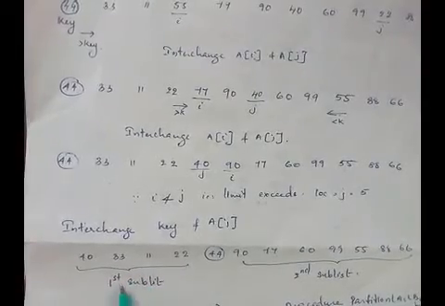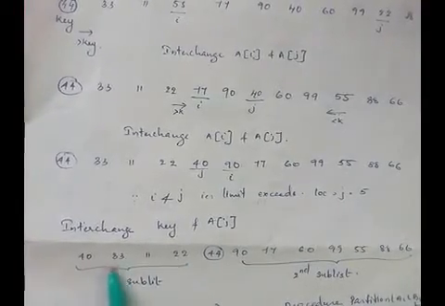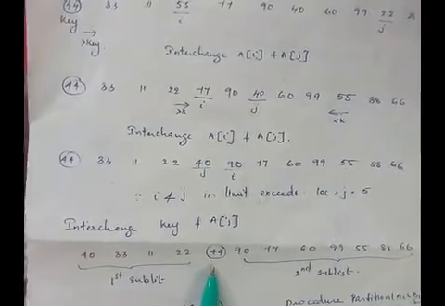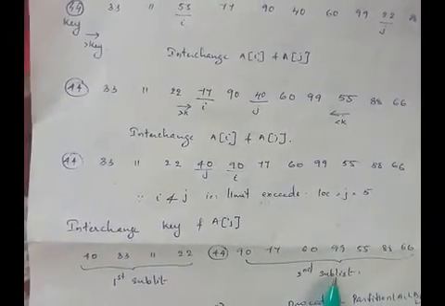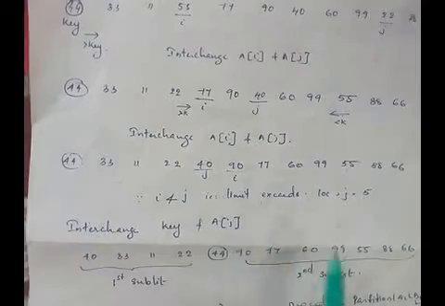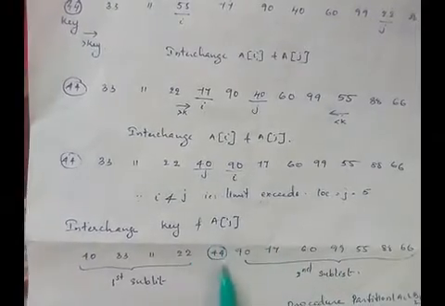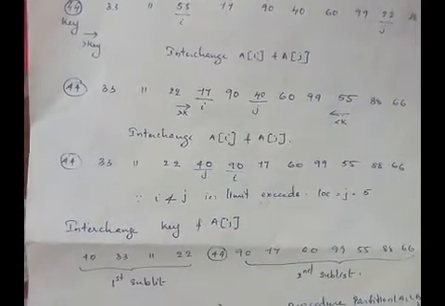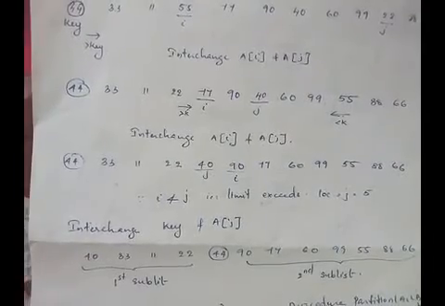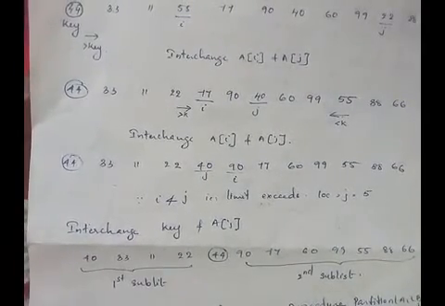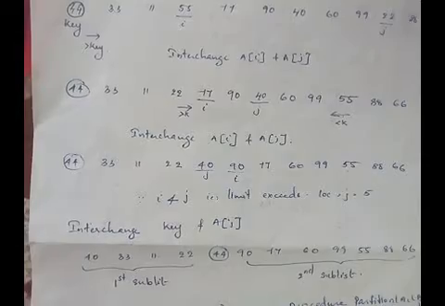You can see that all the numbers in the first sublist are less than 44, and in the second sublist all the numbers are greater than 44. That means 44 is at the right position in the sorted list. So this is how the pivot gets its correct position in the list.